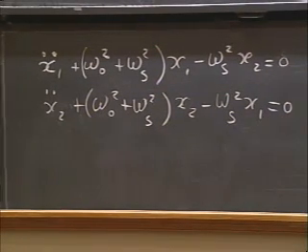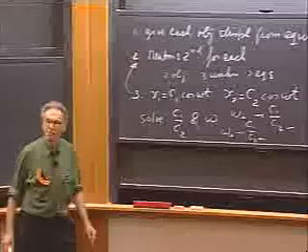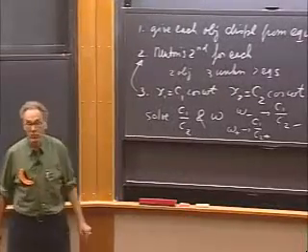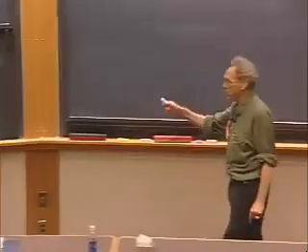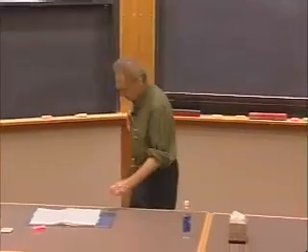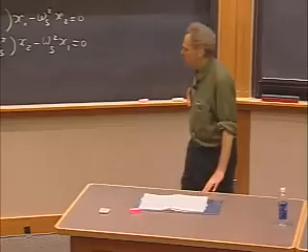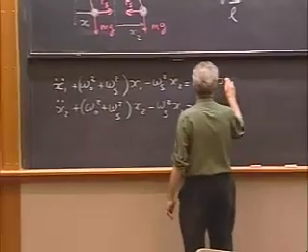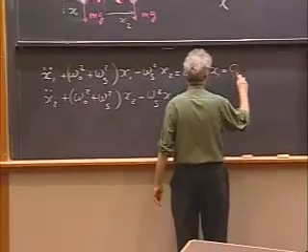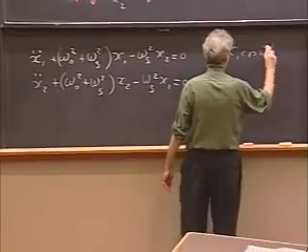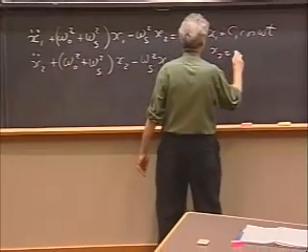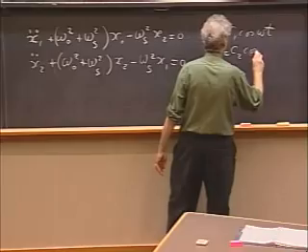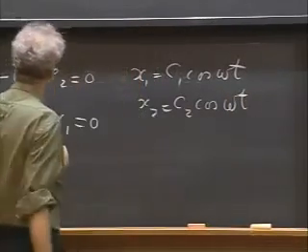Notice that I already did point number 1, and that already I did even number 2. I've set up the differential equations, Newton's second law. So now comes number 3. Now number 3 means I'm going to substitute in there x1 is c1 cosine omega t, and x2 is c2 cosine omega t.